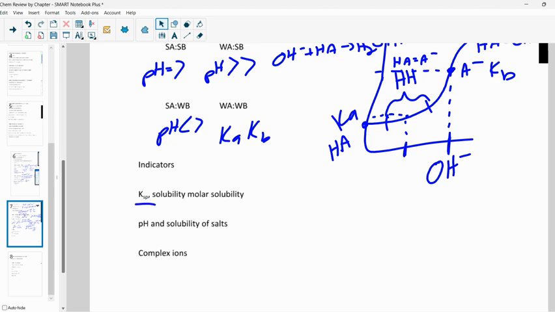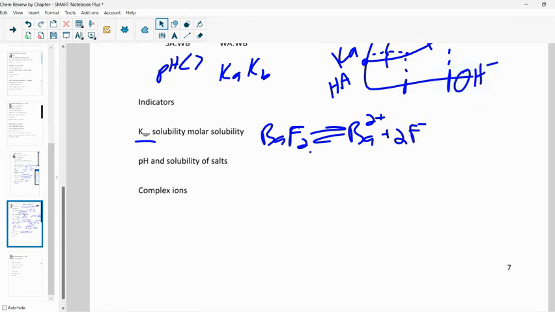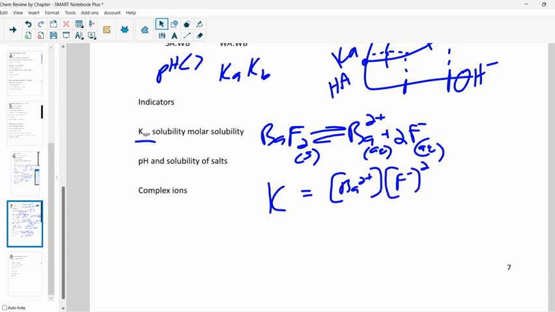All right, Ksp. If we just treat it as a K problem, that might be more useful to us. We might have something like this, BaF2. This is a solid, and it goes to aqueous, aqueous. So if we just do a K expression for this, what would it look like? Ba2+ times F minus squared, and that's it.